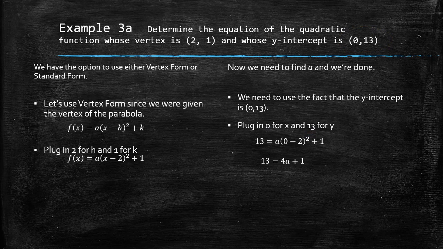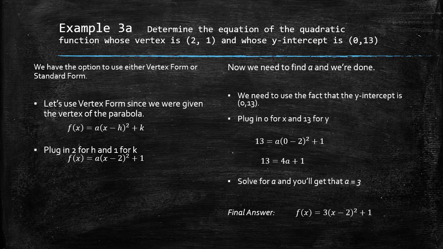Okay, so plug in a 13 for y and a 0 for x. Solve, and we'll come up with a equal to 3. So again, subtract the 1 over and then divide by 4. Good, and then just state your final answer. Again, it's fine to leave your answer in vertex form. So f of x is equal to 3 times the quantity x minus 2 squared plus 1.